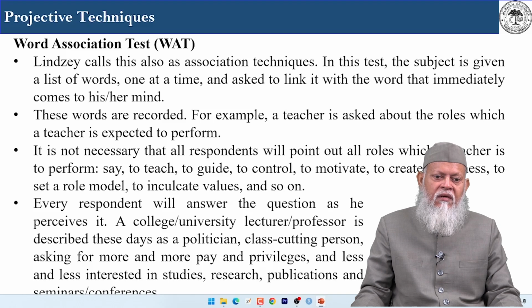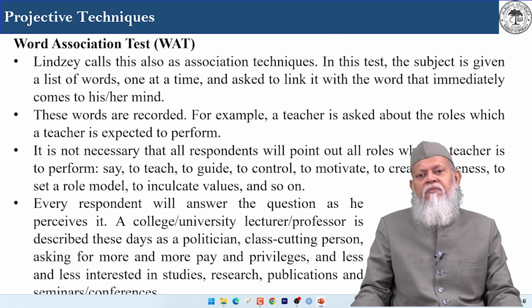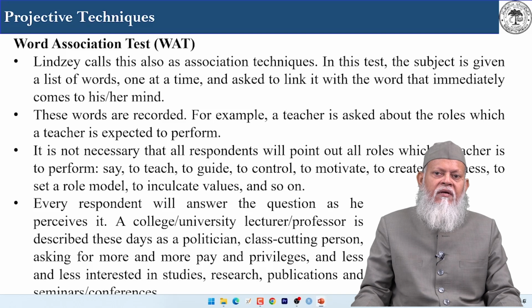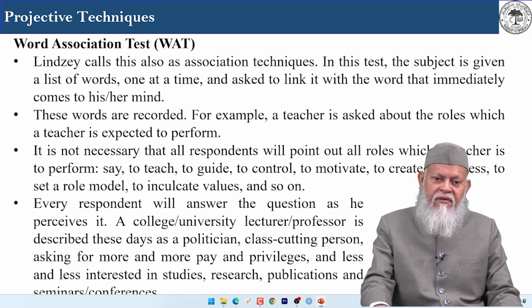These are also words, maybe for the lecturer or professor. But whatever, if somebody describes or his immediate reaction about the lecturer and professor is "politician," then that is in his mind. And if some respondent says that the lecturer professor is a "mentor," that is in his or her mind, which the researcher has been able to dig out by utilizing the word association test.